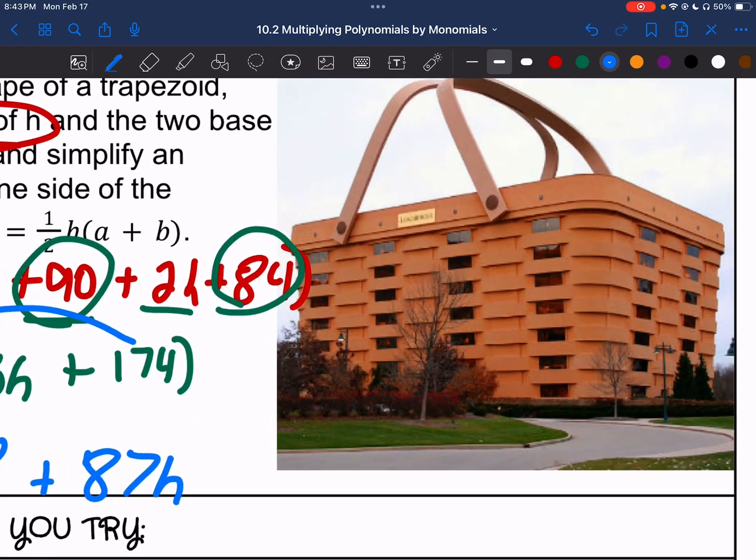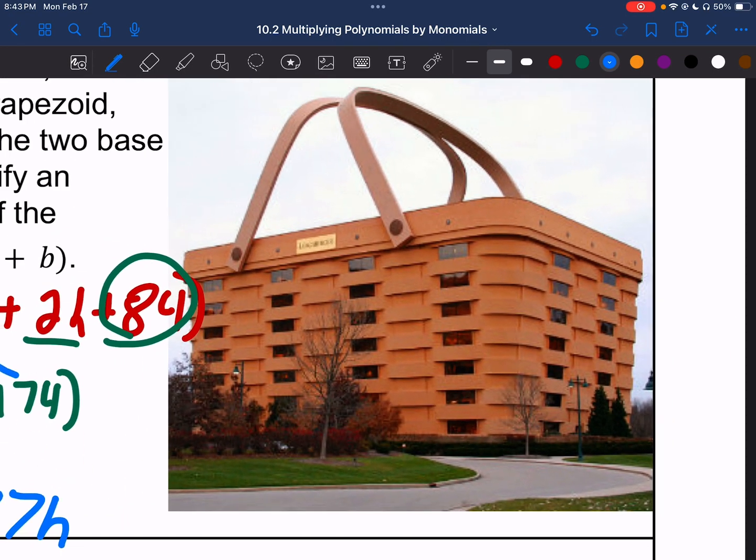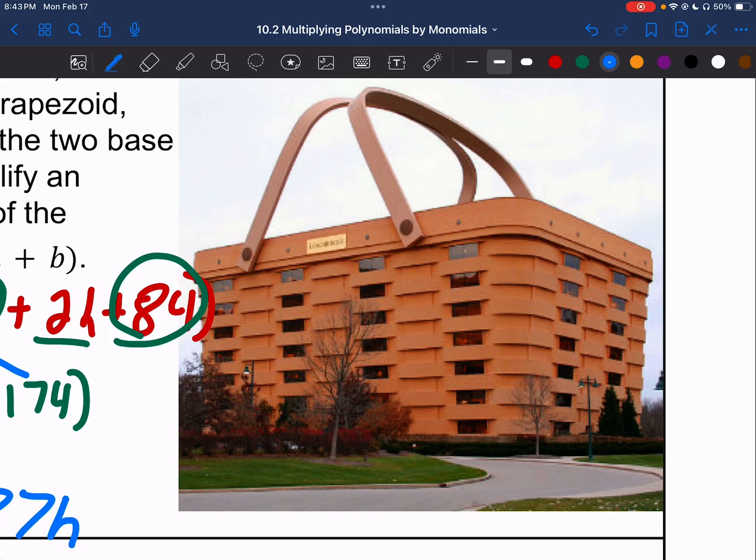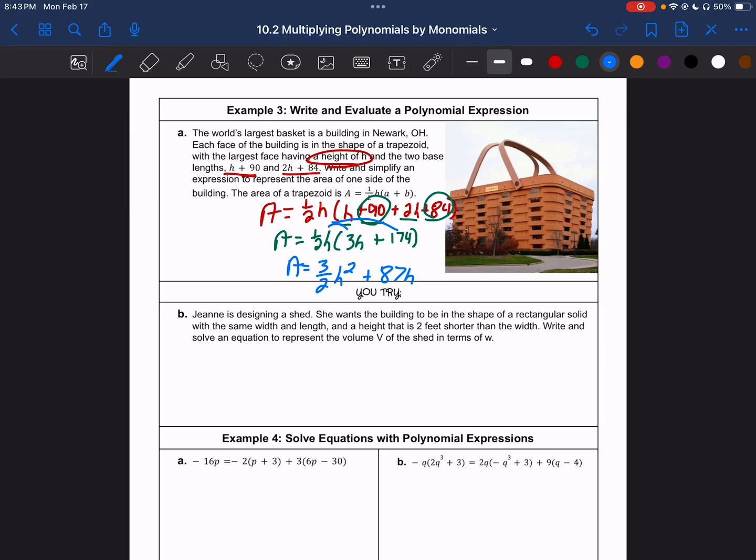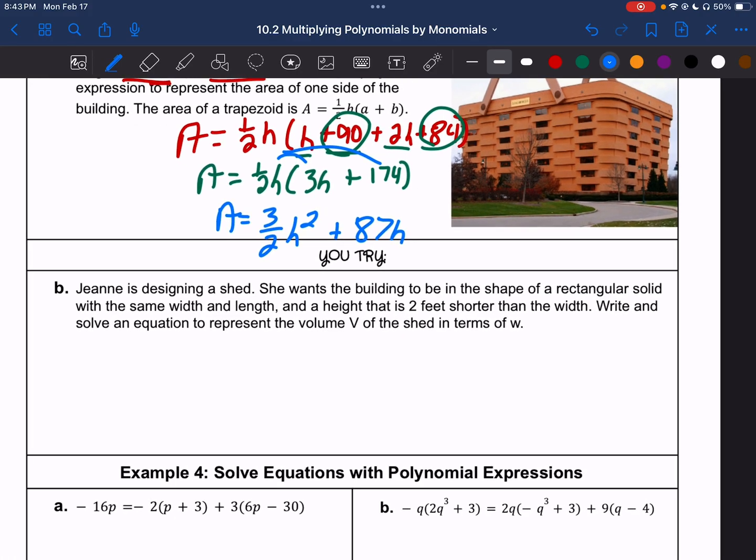And we have a picture of the building right here. And it does, in fact, look like a giant wicker basket. So there you go. Newark, Ohio, if you're ever in the area.